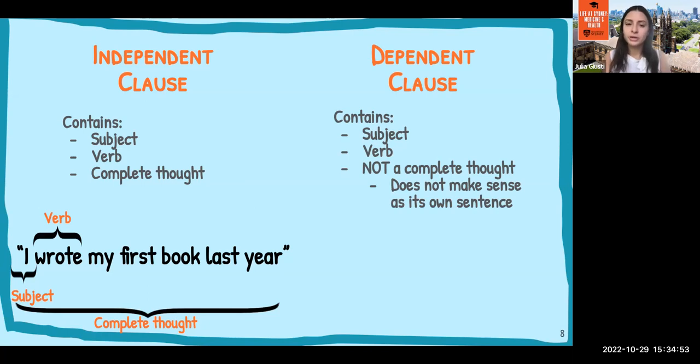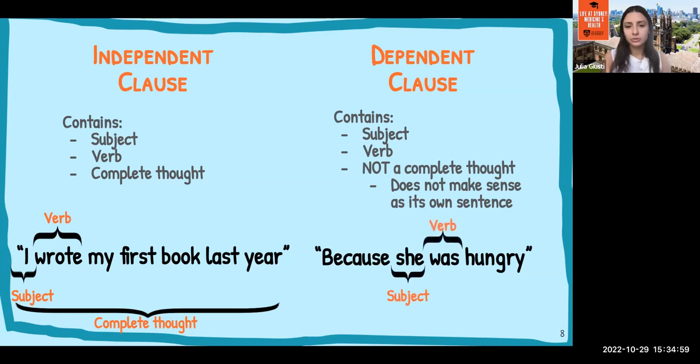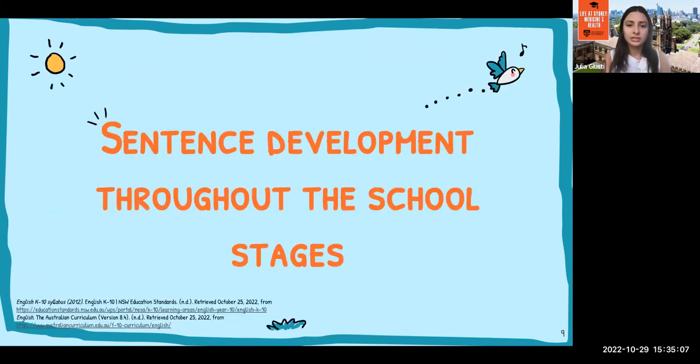For example, because she was hungry. The subject is she, the verb is was. However, it's not a complete thought or sentence. Dependent clauses are generally used to add more information to a sentence. With this information, we can delve deeper into expectations at each schooling stage.